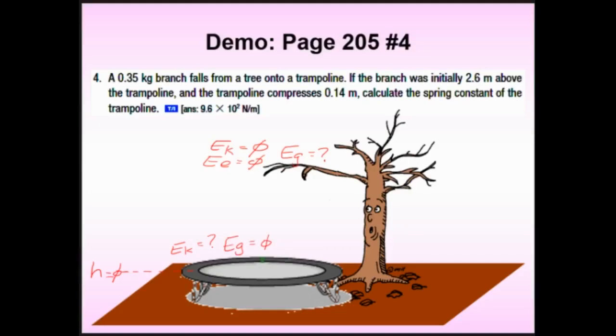How about EE at the moment it touches the trampoline? Has it compressed it yet? No, it just reached its own level, which means technically, what's the EE at the moment it touches? Also 0. It has not pushed force into it yet.